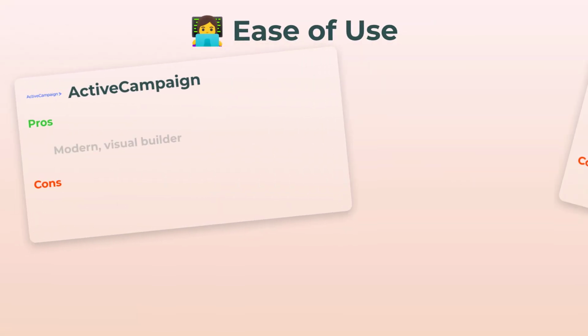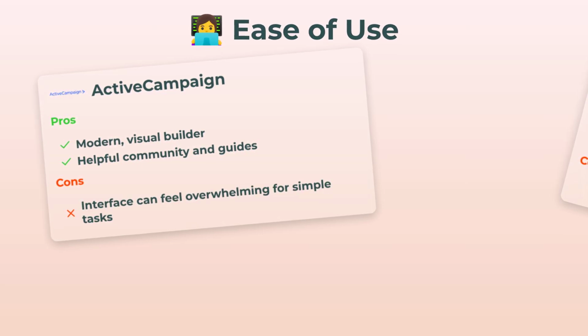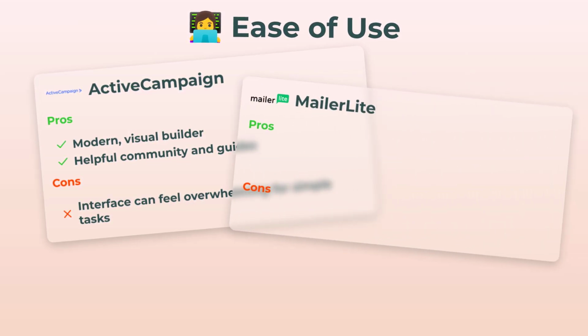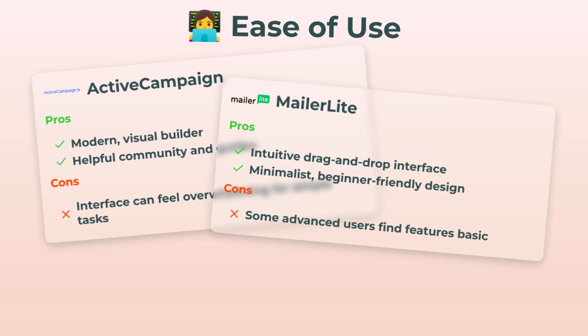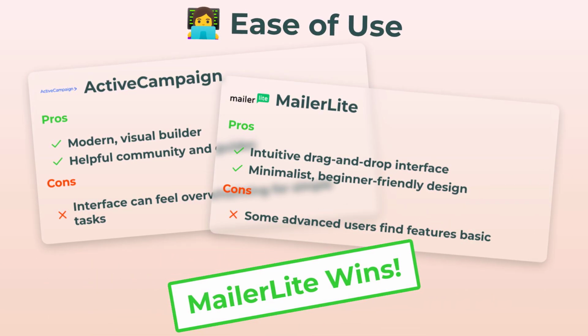Moving on to ease of use, ActiveCampaign's got a slick visual builder and a solid community, but oh man, the interface can sometimes feel overwhelming, especially if you just want something simple. Now, MailerLite, this is where it shines. The drag and drop layout, super intuitive. Honestly, it's hard to mess up. Minimalist vibes everywhere. If you're new to email or just want things quick and easy, MailerLite wins here.